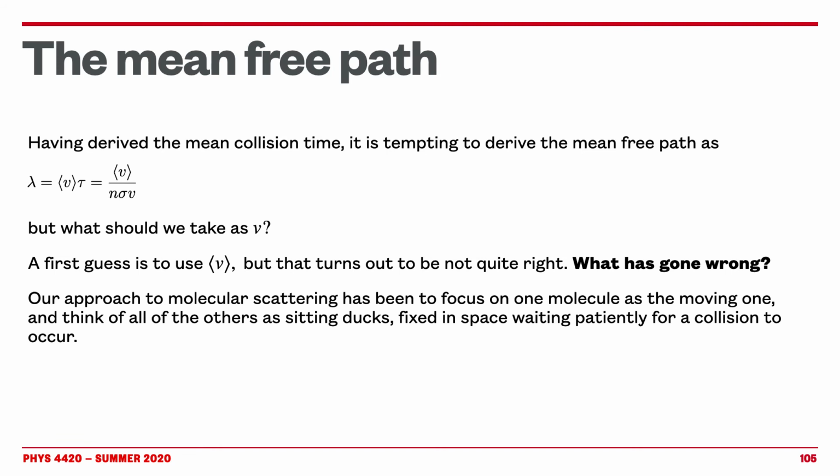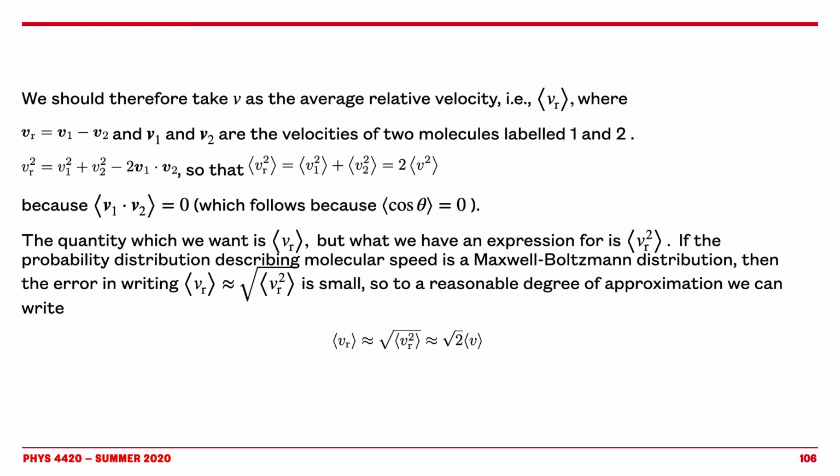So basically, the idea is that we should really consider the relative motion of a gas molecule relative to the other one, instead of just considering the other one frozen. So what we would need to use here for the velocity is not exactly the average velocity, but instead we should consider the expectation value of the relative velocity.